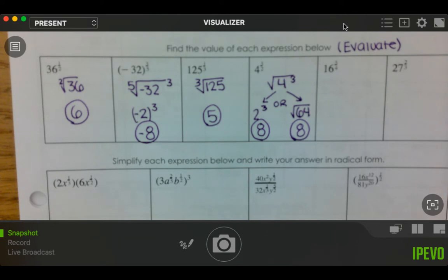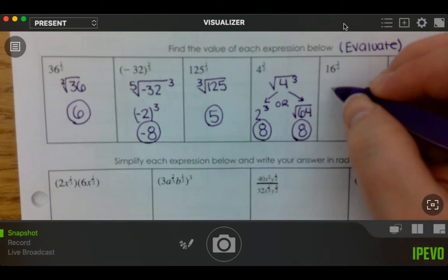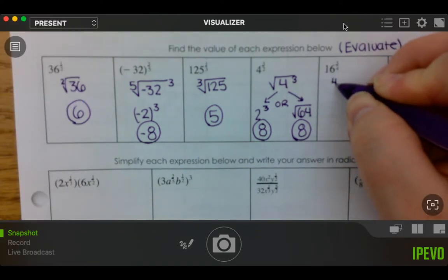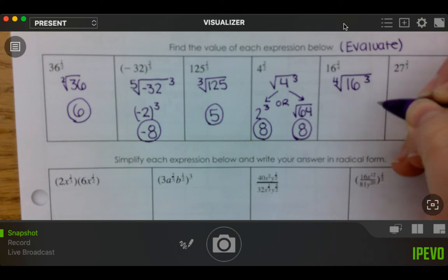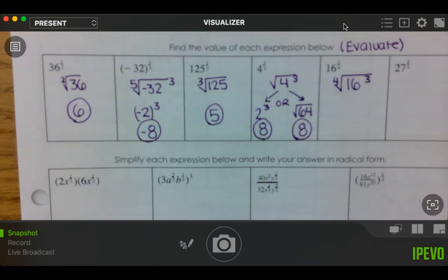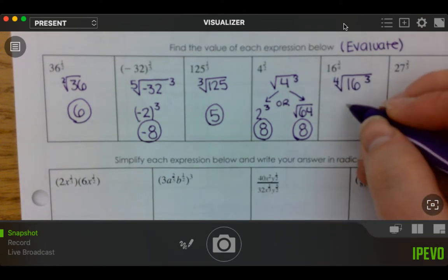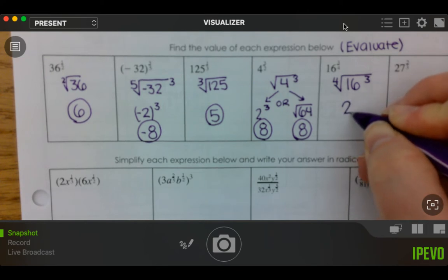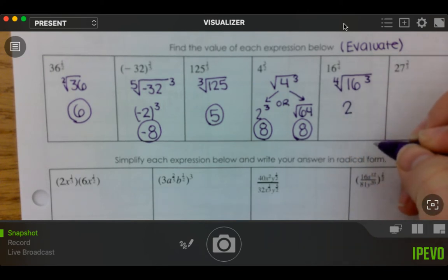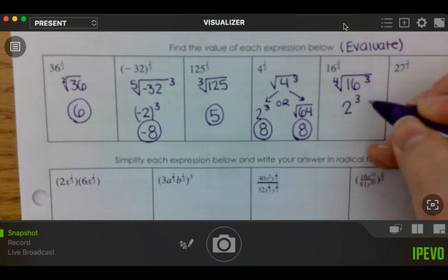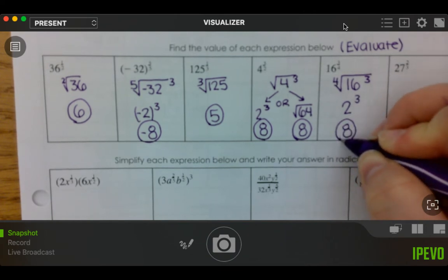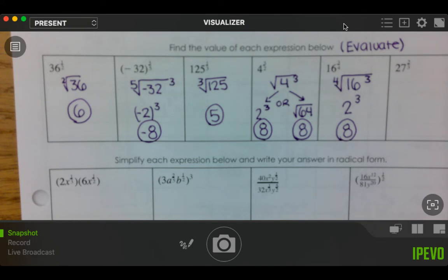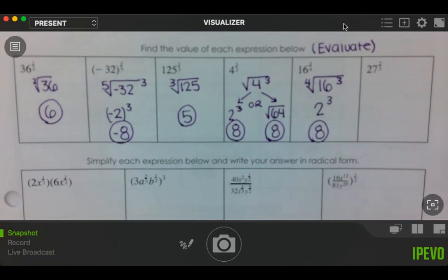The next one is 16 to the power of 3/4. So I'm going to have the fourth root. If you say the fraction out loud like that, it kind of helps you find which one's the root. And then it has the third power attached to it. The fourth root of 16 is 2, because 2 to the fourth power is 16. And then 2 cubed, same thing as the last one, is 8. You guys are going to see a lot of 2 cubes come up because it makes it a little bit easier to work with some of these numbers.